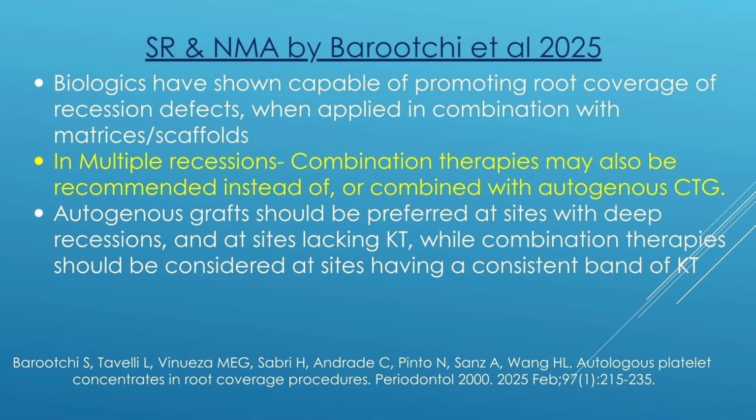This review also noted that biologics have shown capability of promoting root coverage of recession defects when applied in combination with matrices or scaffolds. In case of multiple recessions, combination therapies may also be recommended instead of or combined with autogenous connective tissue graft. Also, autogenous grafts should be preferred at sites with deep recessions and at sites that lack keratinized tissue, while combination therapies should be considered at sites having a consistent band of keratinized tissue.